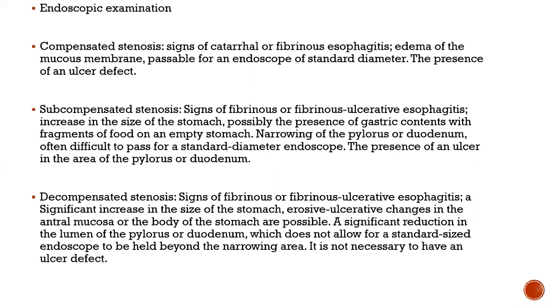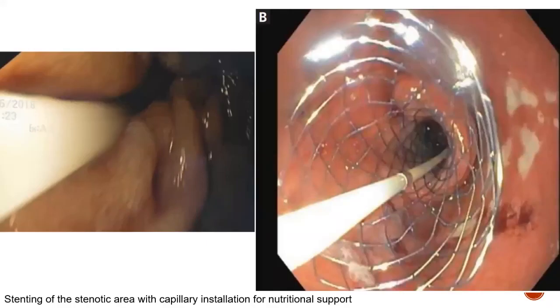Endoscopy shows the esophagitis, erosive changes in the antral mucosa, and the reduction of the lumen of the pylorus or duodenum. It is difficult to pass an endoscope, and the endoscope will not be allowed into the duodenum. And it is needed to make the capillary installation after the stenosis.